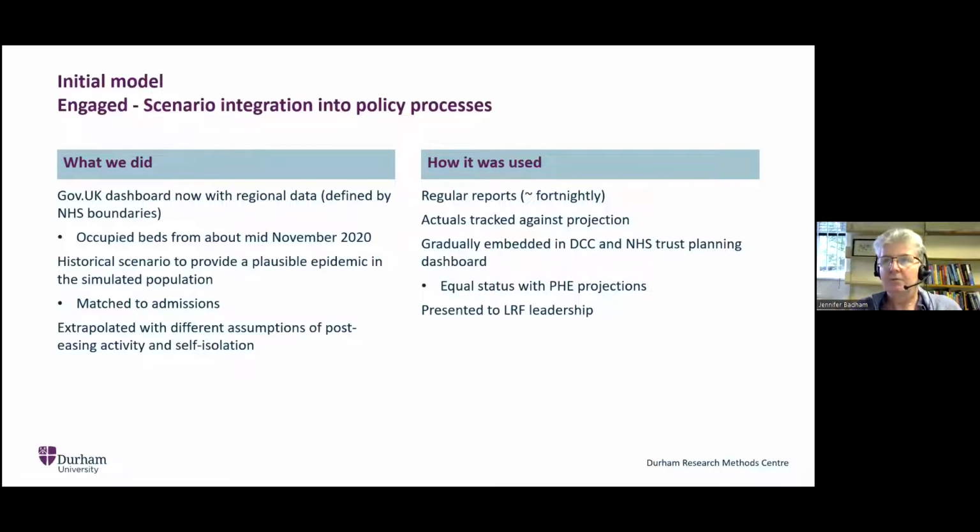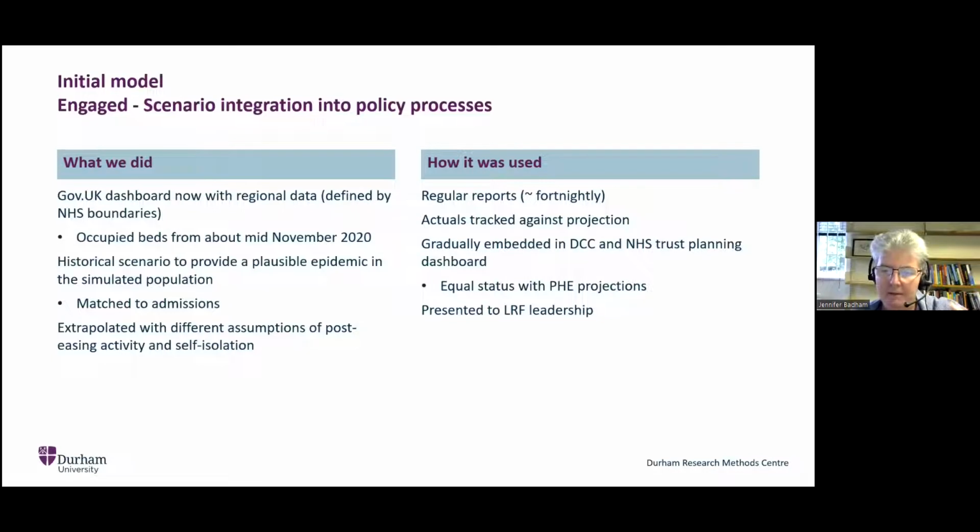So this was going to be the second lockdown. What would happen at the end of that second lockdown, assuming different levels of how quickly people started resuming their normal activities? We were providing fortnightly reports and updating our scenario against the actuals. So we were giving projections of beds and admissions, and then updating every couple of weeks. And gradually over this period, this model got embedded in the dashboard that the planners were using for staffing and whatever else.